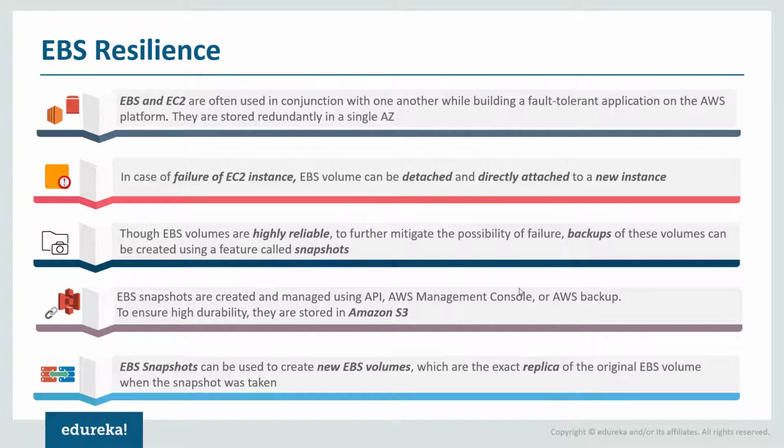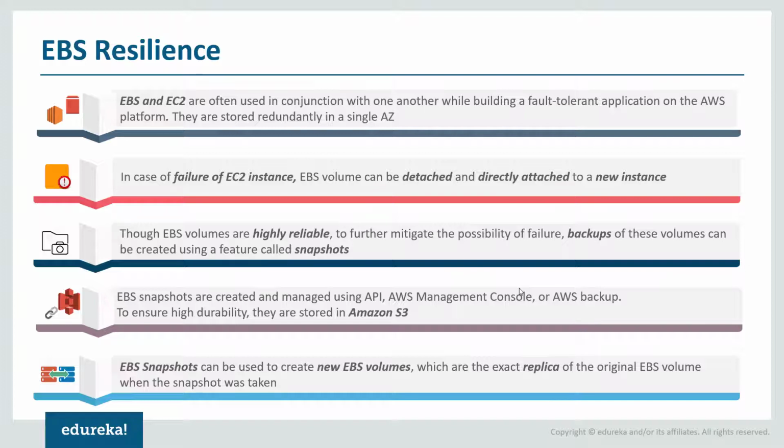In case of an EC2 instance failure, you can detach an EBS volume and directly attach it to a new instance. This makes EBS highly reliable, and backups of these volumes can be created in different availability zones, and you can move from a different availability zone to a different region.